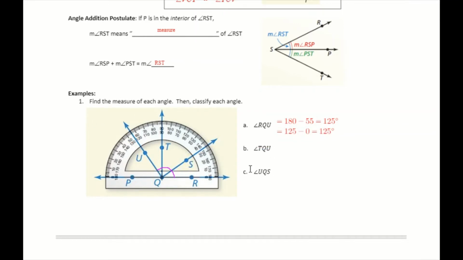So let's find TQU here. Now, TQU is going to be, let me erase this other one. So we're not looking for that one anymore. Instead, we're looking for TQU, which is this angle right here. So we look to see where those two rays intersect the protractor. If I'm using the top number, the top number here would be 90. The top number over here is 55. So 90 minus 55 is equal to 35 degrees.